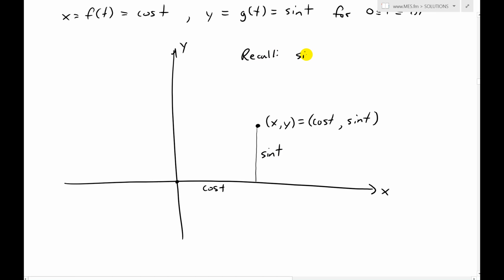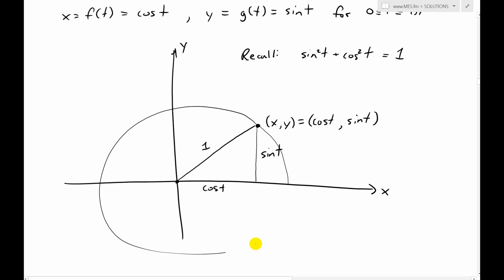Recall that sine squared of t plus cosine squared of t equals 1. This is the Pythagorean trigonometric identity, because it forms a triangle. So the distance from here to here is always going to equal 1. Whatever x and y are, the distance from the origin is always constant, equal to 1. In other words, we just get a circle.